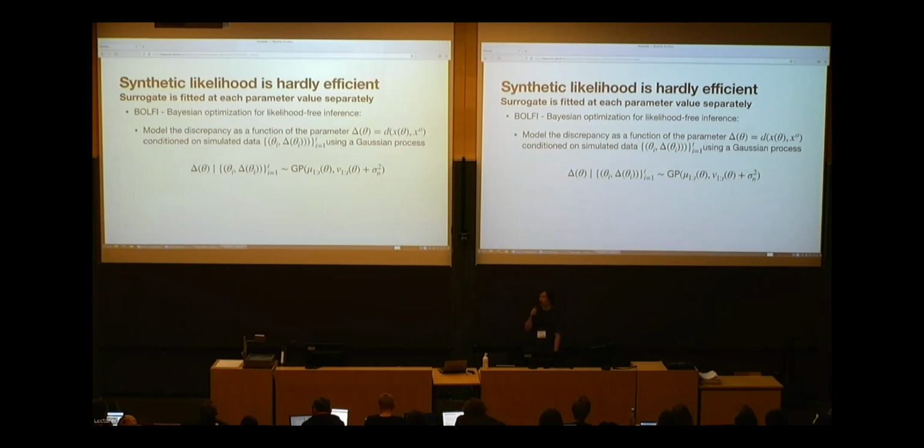But the problem with synthetic likelihood is that it's hardly very efficient. At each of the parameter values, you are drawing many queries of the simulator. Let's say that you need at least 30 calls of the simulator at each of the parameter values that you're exploring. So the number of simulations that you need to draw increases extremely fast.